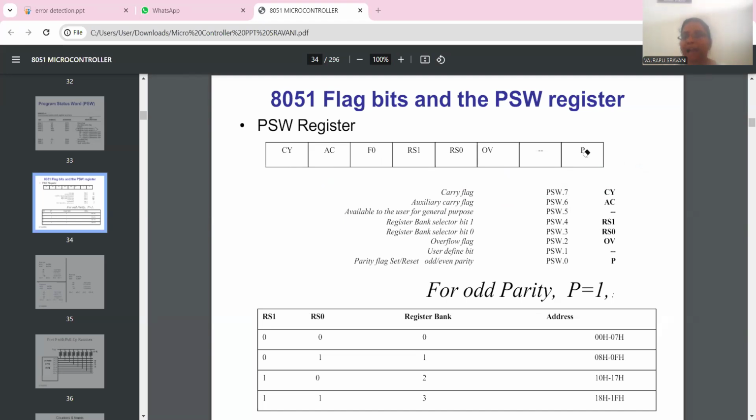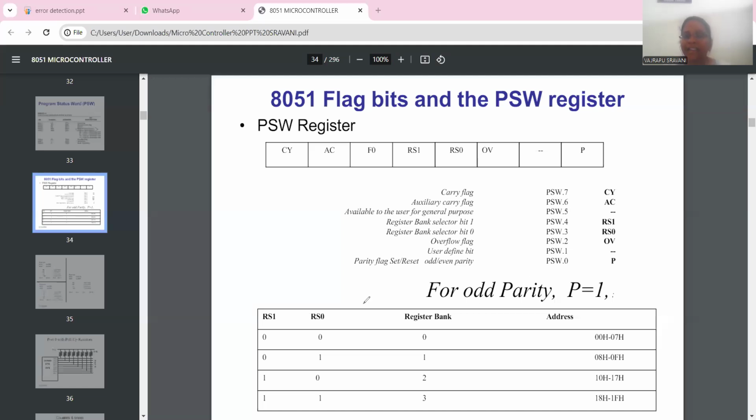The first one is the P bit, which is the parity bit. One bit is unused, reserved for future purposes. OV is the overflow flag. RS0 and RS1 are the register bank selectors. F0 is known as the user defined flag. AC means auxiliary carry flag. CY means carry flag.